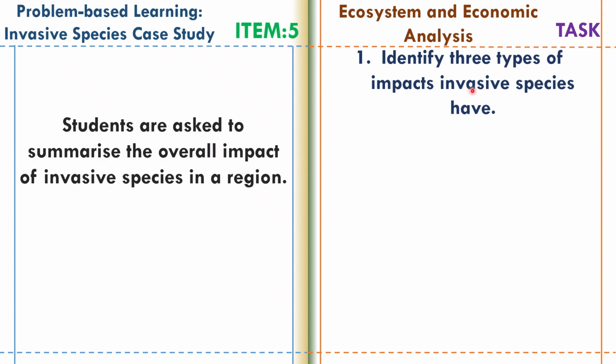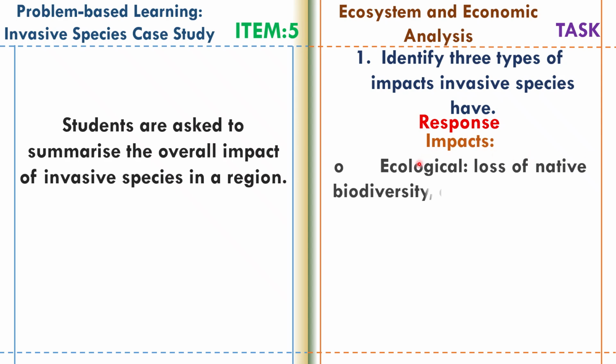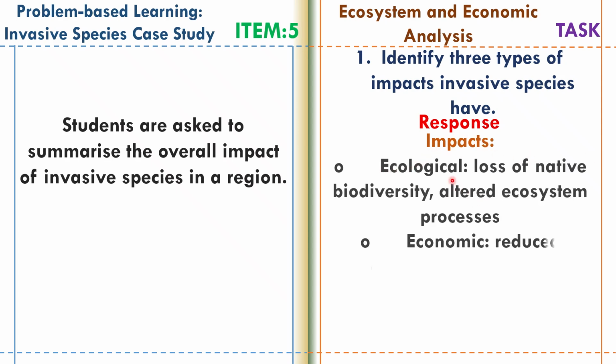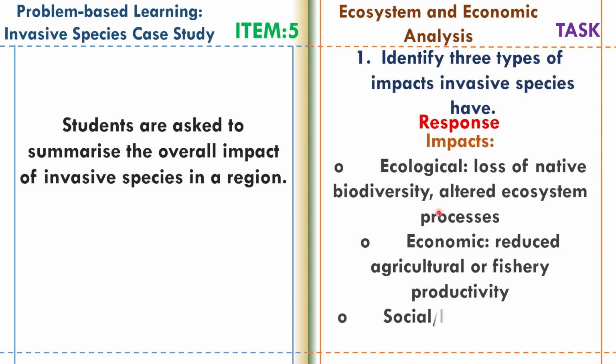Identify 3 types of impact invasive species have. Impacts: ecological, there is loss of native biodiversity, altered ecosystem processes. Economic, reduced agricultural or fishery productivity. Social, such as health, spread of allergens or toxins.